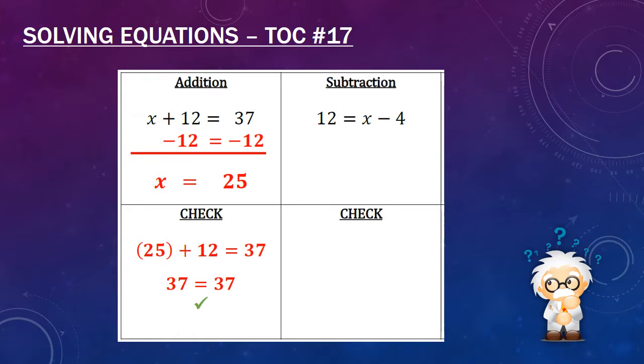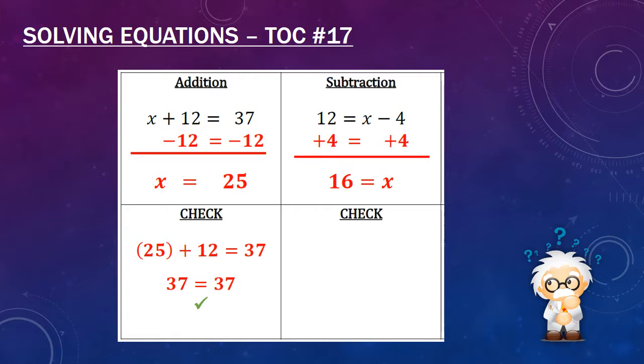The inverse of subtracting 4 is adding 4. So whatever I do to the right side, I also have to do to the left side. So now that I have added 4 to both sides, I end up with just x on the right, and 12 plus 4 gives me 16. So that is my answer, and now I'm going to double check it to make sure it's correct.